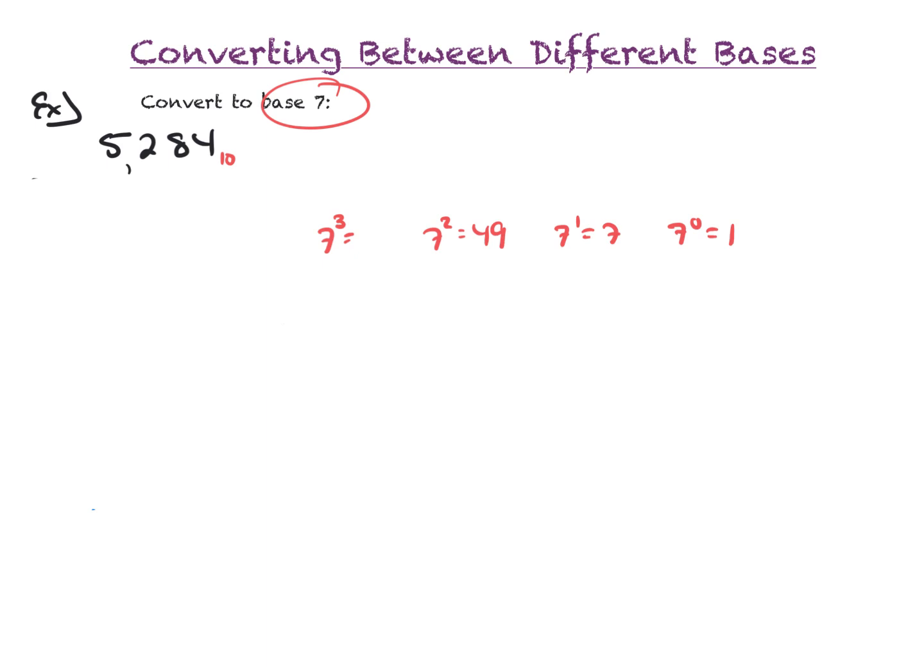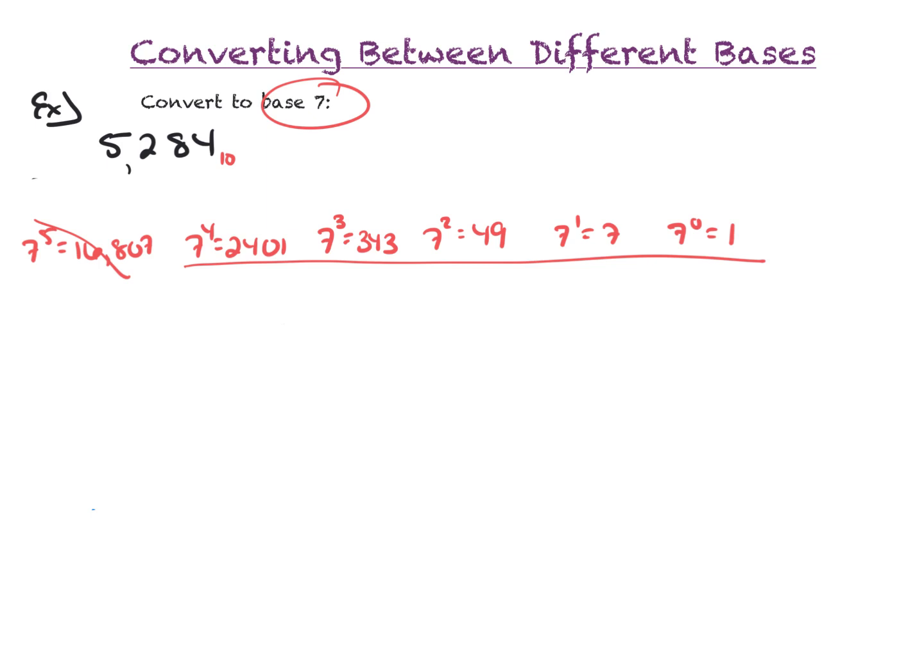7 to the 3 is 343. 7 to the 4 is, I had to look this up, 2,401. And remember, I'm going to stop once I get a number that's bigger than the number I'm converting. So 7 to the 5th power is 16,807. Way too big. So since this is too big, I know that I'm good with these digits here.